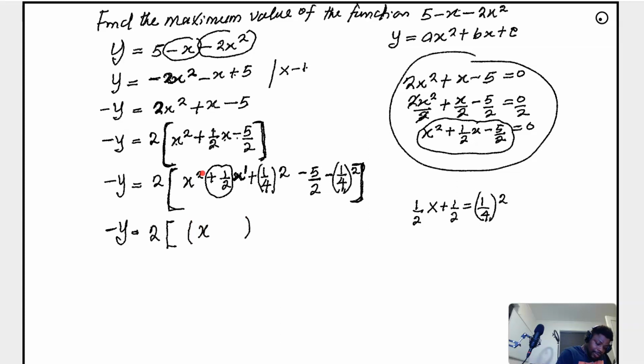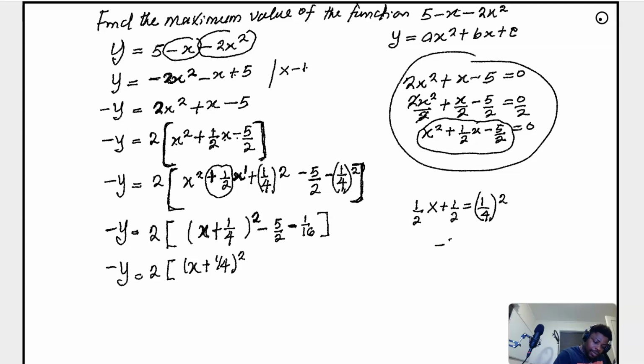Now, this is x squared. So x, put the square here. And this is 1 over 4 squared. So this is 1 over 4 squared. Remember, the sign you put here is determined by the sign of the coefficient of x having the power 1, which is plus. So I have plus here. Okay, this is minus 5 over 2 minus 1 over 4 squared, that is 1 over 16. Okay, so minus y, 2. This is x plus 1 over 4 squared.